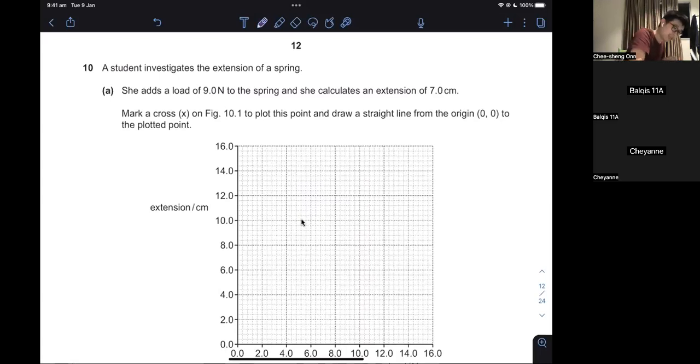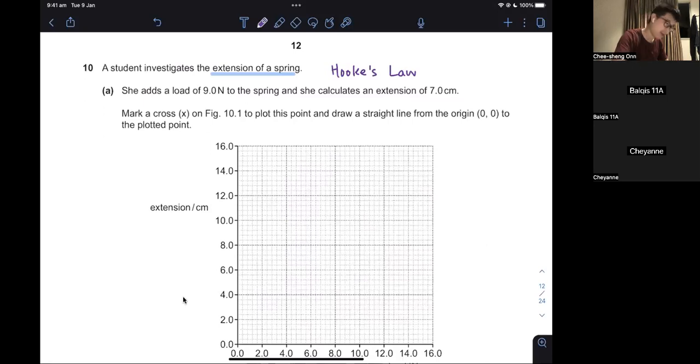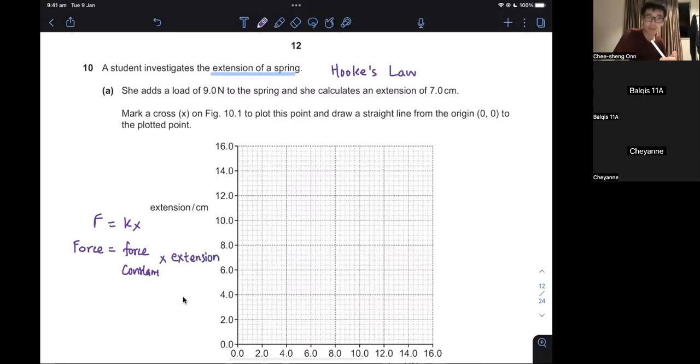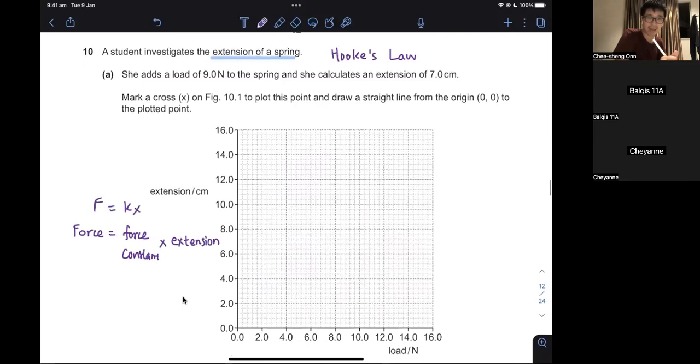Now, this one is about extension of a spring. So you should have learned this as Hooke's law. Do you guys learn it as Hooke's law, or do you call it something different? Same, Hooke's law. Okay, so what does Hooke's law say? Hooke's law says force is equal to constant times extension. Am I correct? F equals k times x. They call this the force constant times extension. Is this what you guys learn in school? Can someone confirm this?